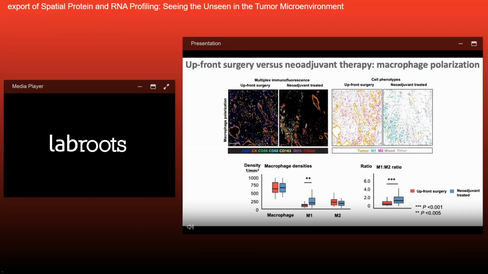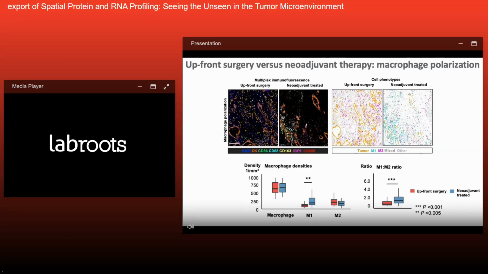Finally, for macrophages, we also found that overall density did not change. However, there was a significant increase in M1 polarized macrophages and a slight decrease in M2 polarized macrophages. Overall, this resulted in a significant shift in the M1 to M2 ratio, with neoadjuvant tumors moving towards an anti-tumorigenic M1 dominated microenvironment, as indicated by cyan cells in the phenoplot in the upper right.